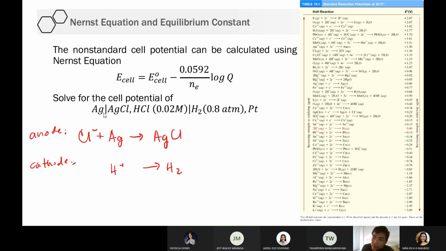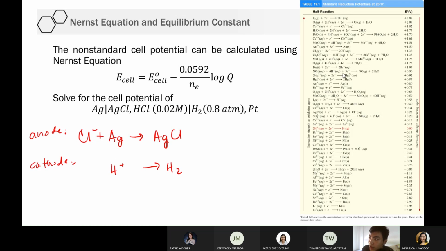Okay, so this is the anode reaction. You have the silver with chloride ion producing silver chloride precipitate. Then you have your hydronium ion converting into hydrogen gas in the cathode. Okay. So in the lecture, in the laboratory, balancing this will be discussed in depth. Okay, so I hope you were able to do that.